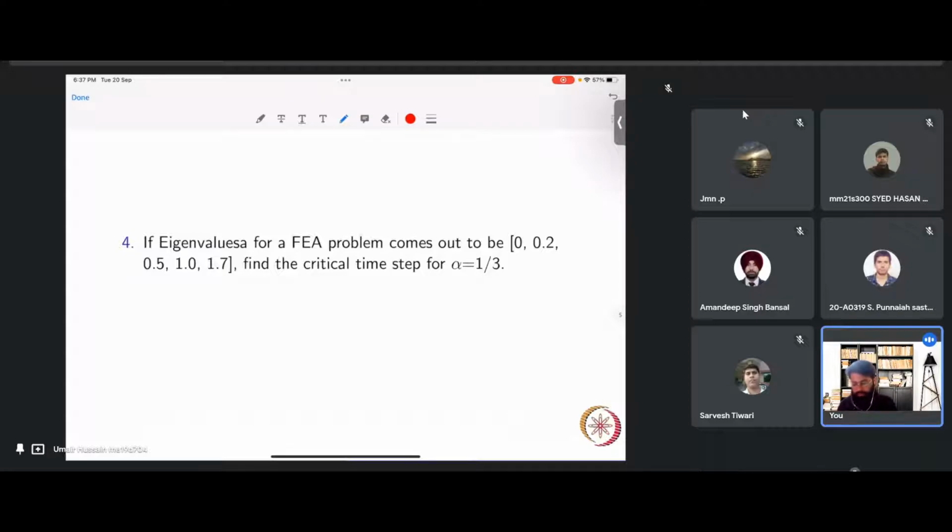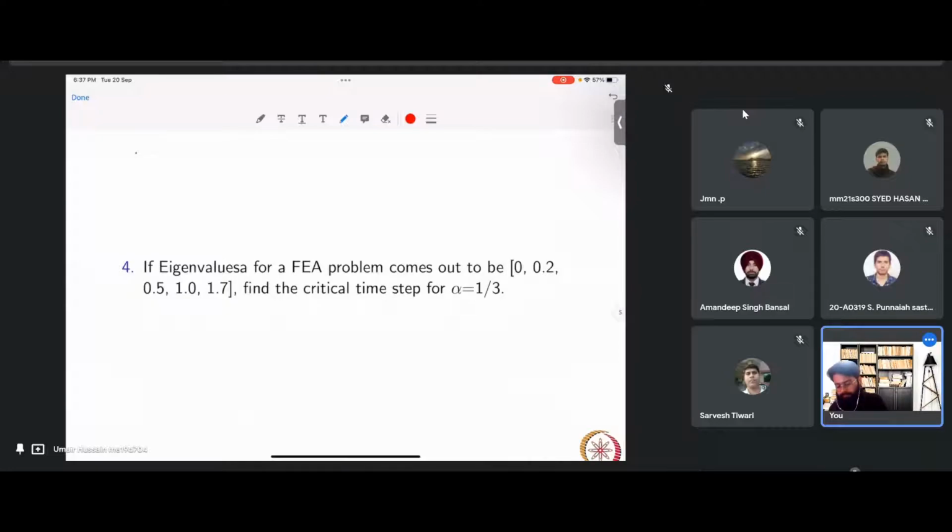So we know the eigenvalues for an FE problem. Lambda is given as 0, 0.2, 0.5, 0.7. For alpha equals 1 by 3, what is the critical time step? What is the formula for the critical time step? Can someone tell me?